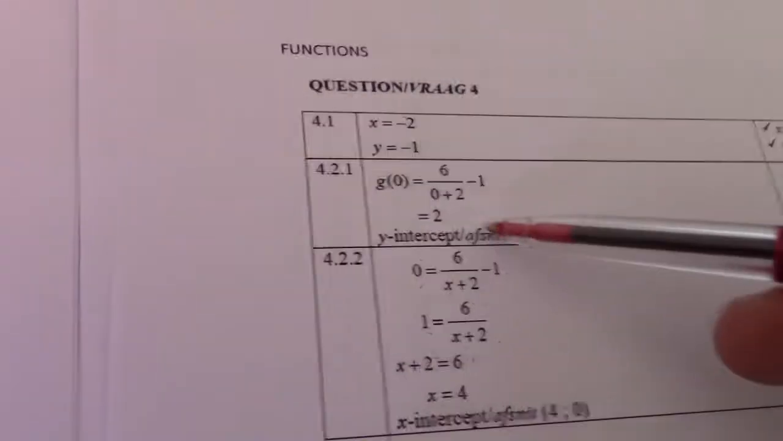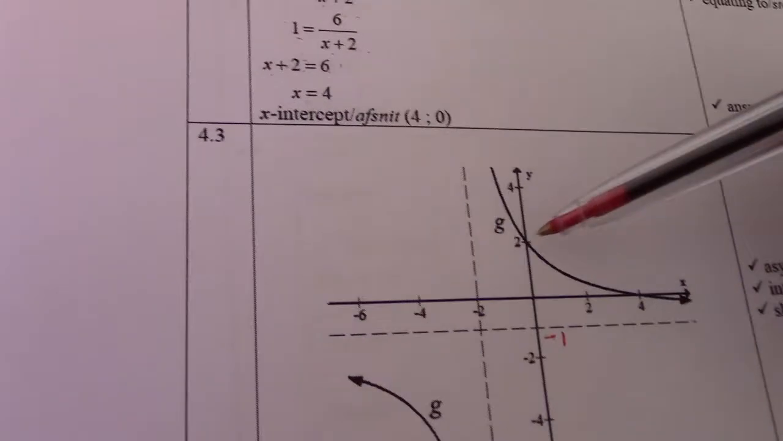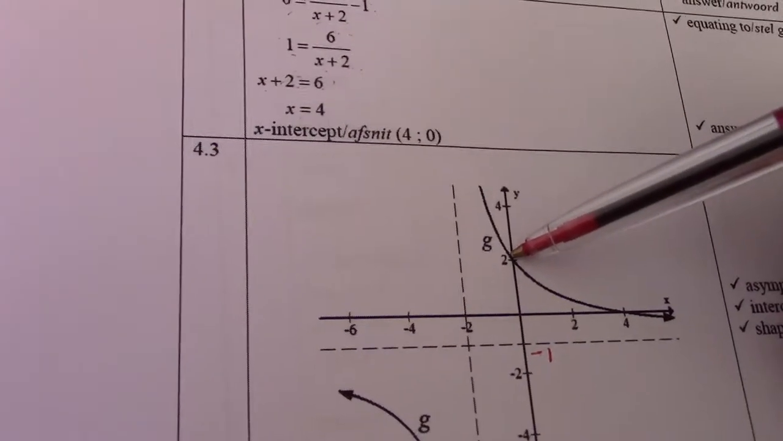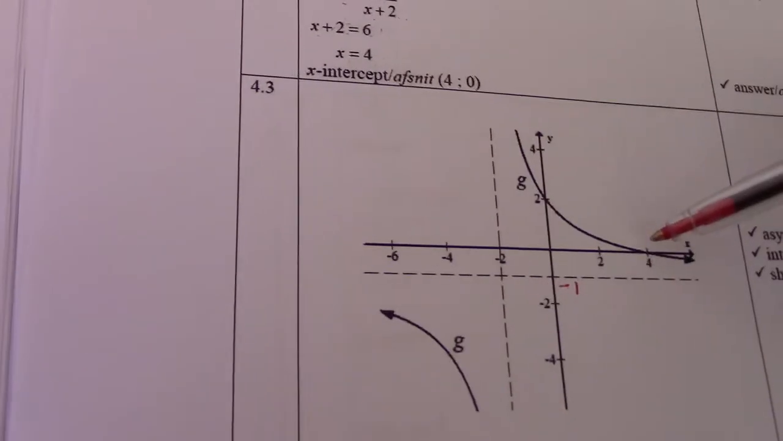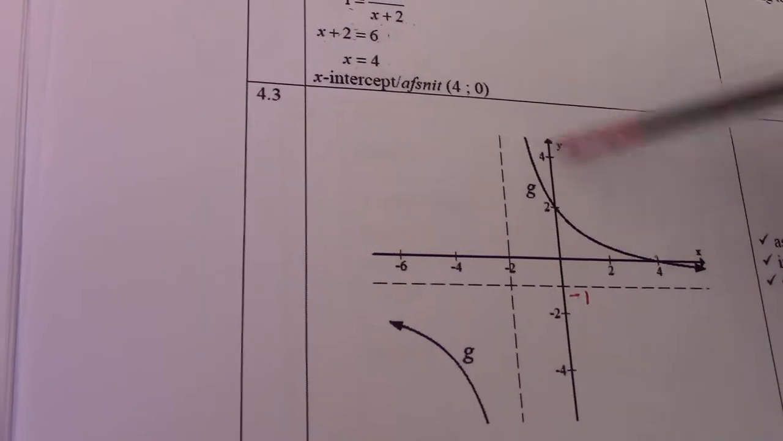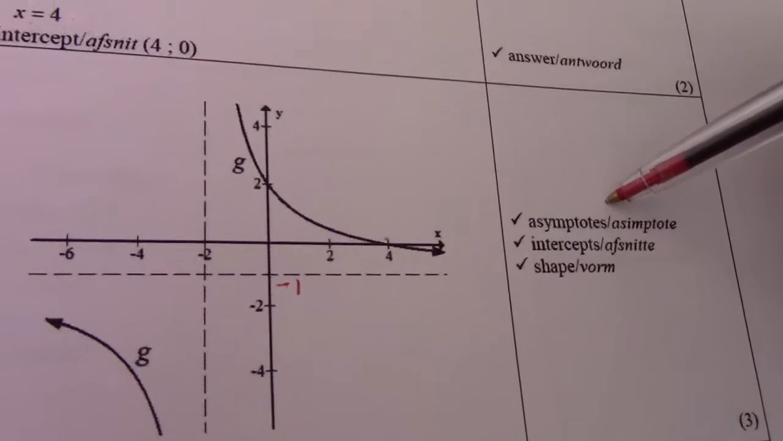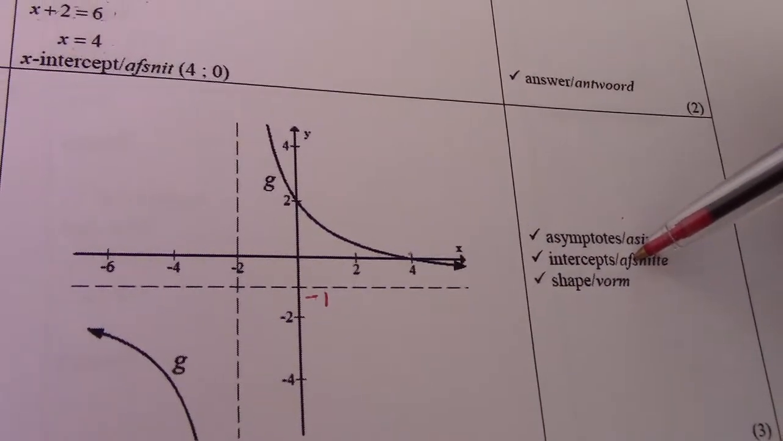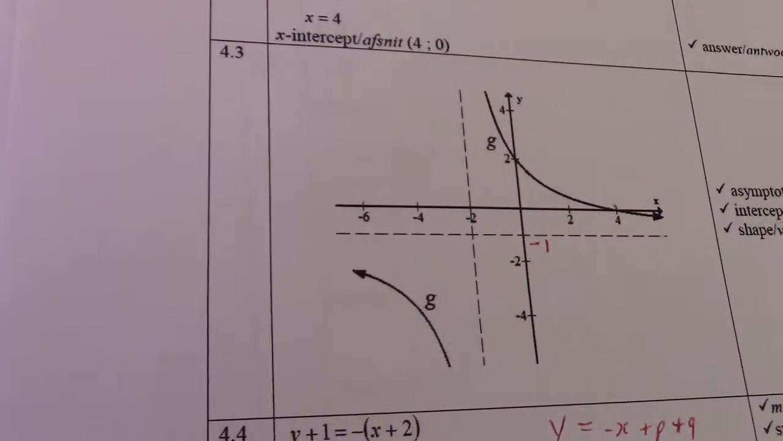Then my y-intercept, (0; 2). You see there's my y-intercept. And my x-intercept, (4; 0). So I draw my curve through those two points. We mark 1 mark for asymptotes, 1 mark for intercepts, and 1 mark for shape. Very important that you get used to it and you know how to do it.